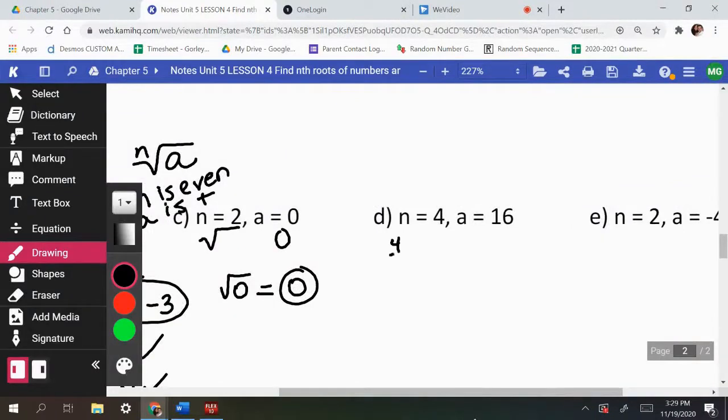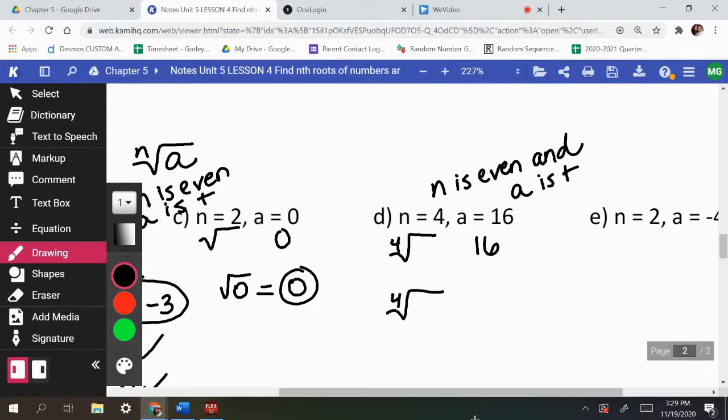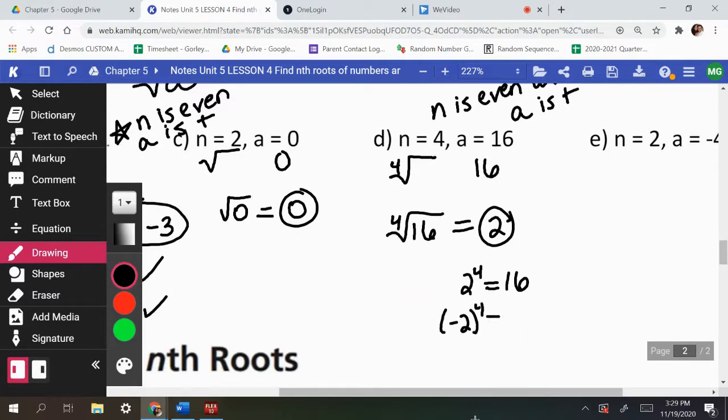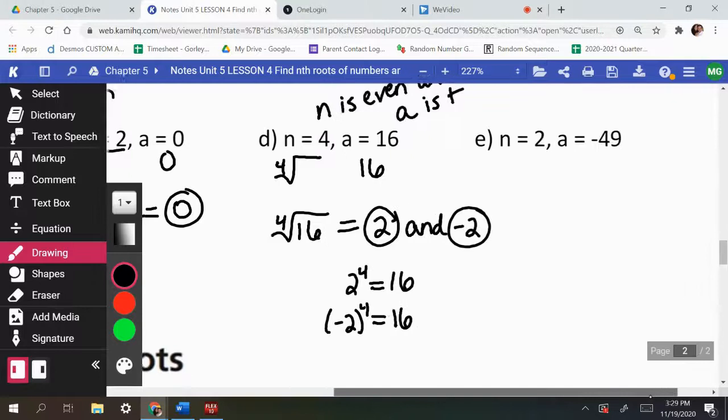Here we've got a 4th root, and it's 16. Ooh, here's another one, right? n is even, and my a value is positive, so I have to be careful with this. The 4th root of 16: I think 2 to the 4th is 16, and it is, right? 2 times itself 4 times is 16. But what else could get me to 16? Couldn't -2 to the 4th also get me to 16? Yes, so I'm going to say 2 and -2. Both of those work in this case.